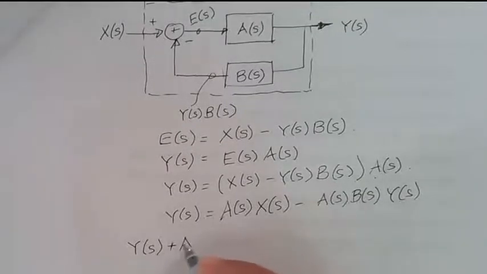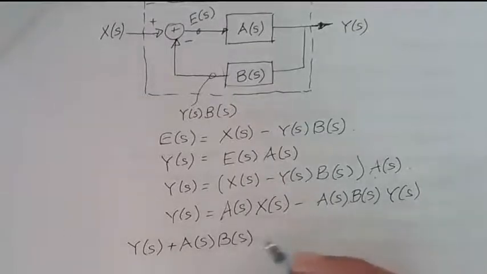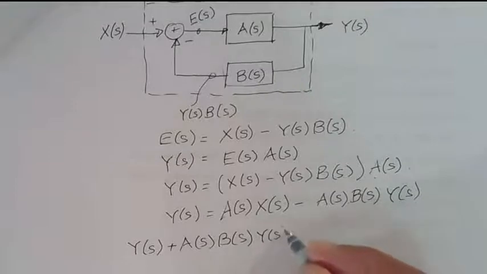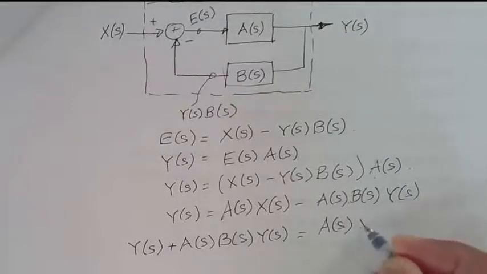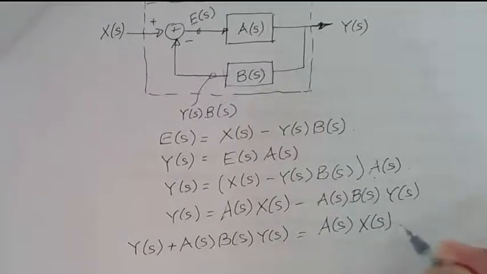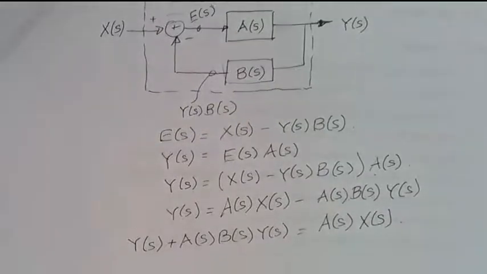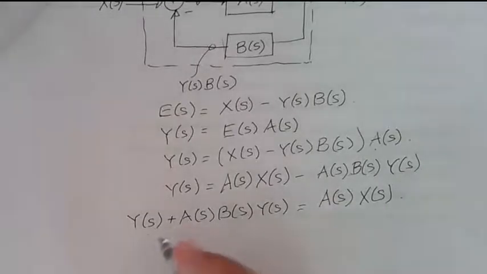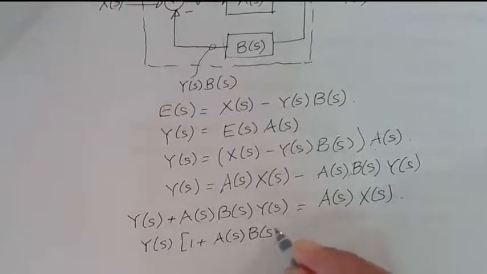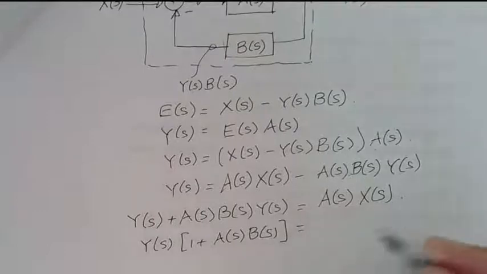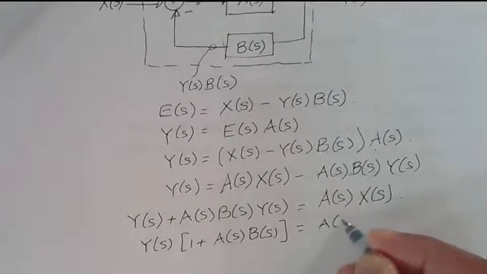So plus A of S times B of S times Y of S is equal to A of S times X of S. Or take Y of S common here. Got 1 plus A of S B of S is equal to A of S X of S.